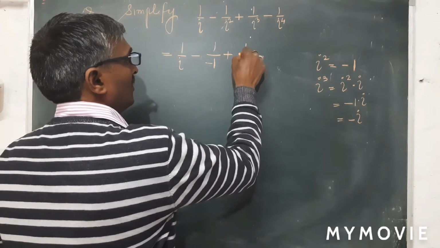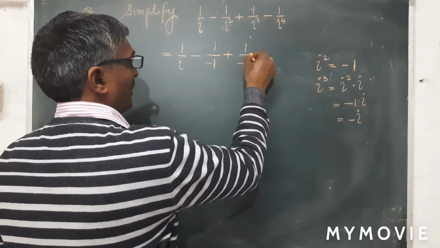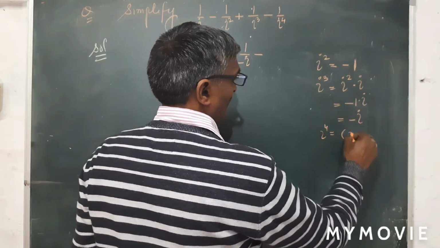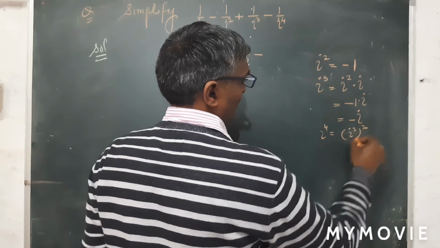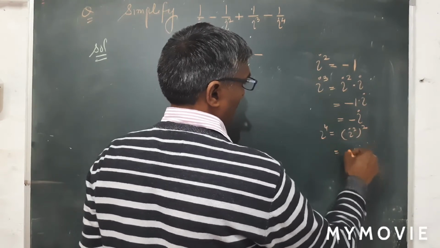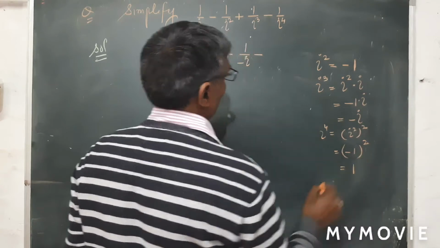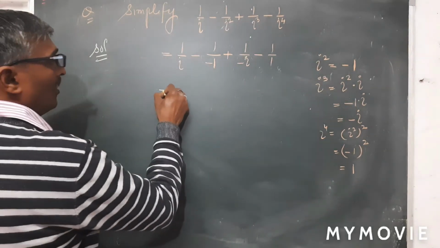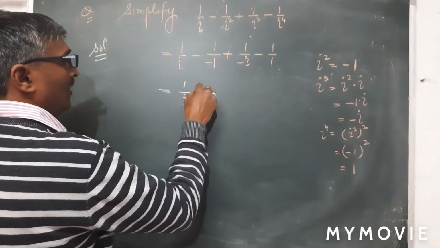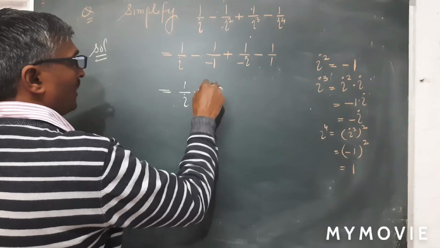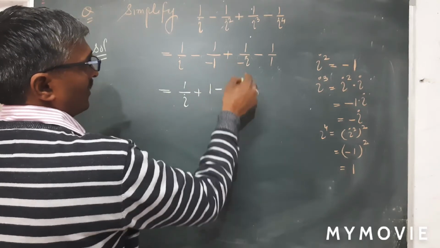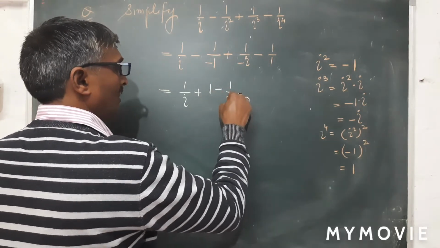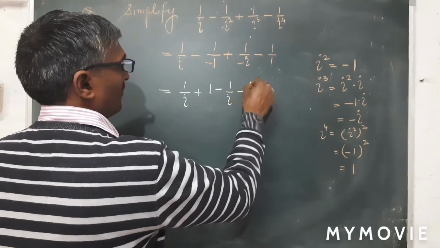So this is equal to minus iota, minus iota to power 4. That is equal to iota square to power 2, that is iota square is equal to minus 1 to power 2. That is equal to 1. 1 upon 1. Now this is equal to 1 over iota minus minus plus 1. This is minus plus minus 1 upon iota, minus 1.